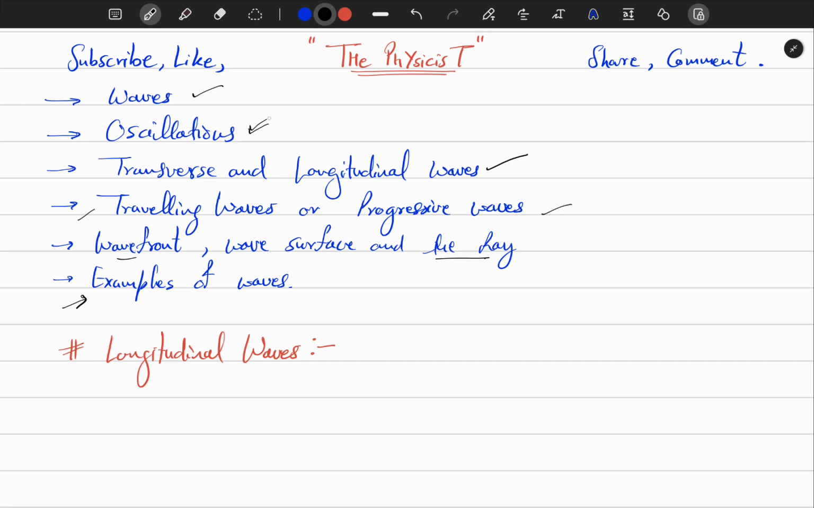Okay, in the previous video we have discussed in general what waves are, and we have also discussed oscillations and the transverse type of wave. In the transverse wave we saw that the oscillations of the medium are perpendicular to the direction of propagation of the wave. That's why they are called transverse waves. So now we will discuss longitudinal waves.